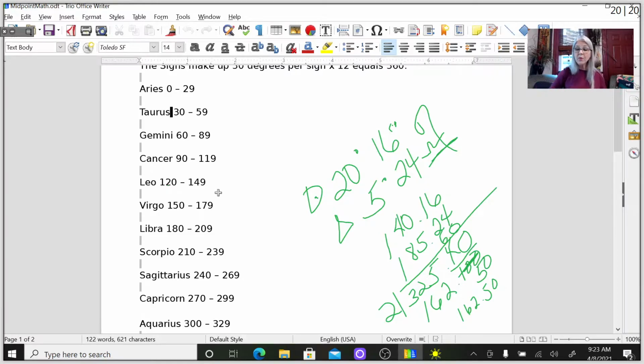Okay, I'm going to go back over to my list. And where would 162.50 fall? It falls in Virgo at 12 degrees, 50 minutes. Hopefully everybody got that.